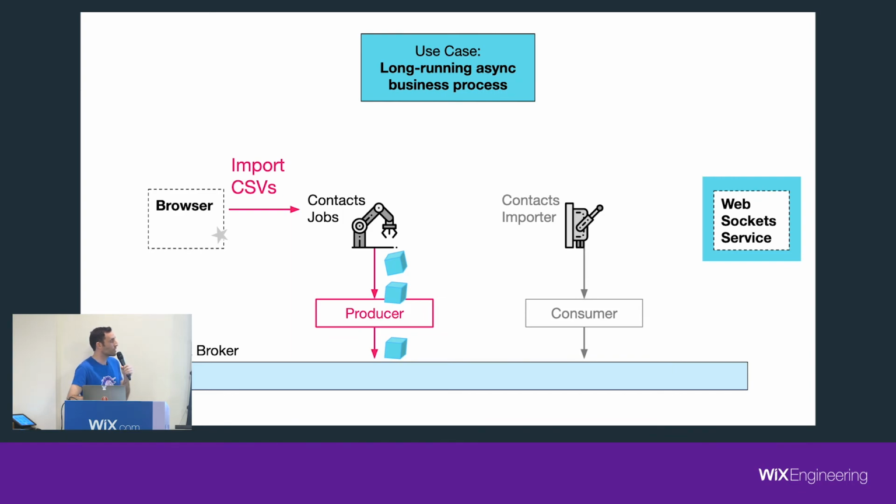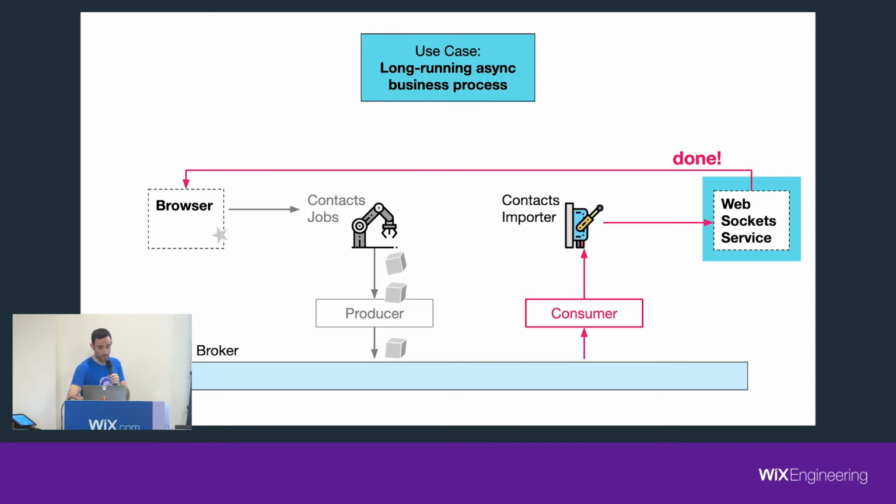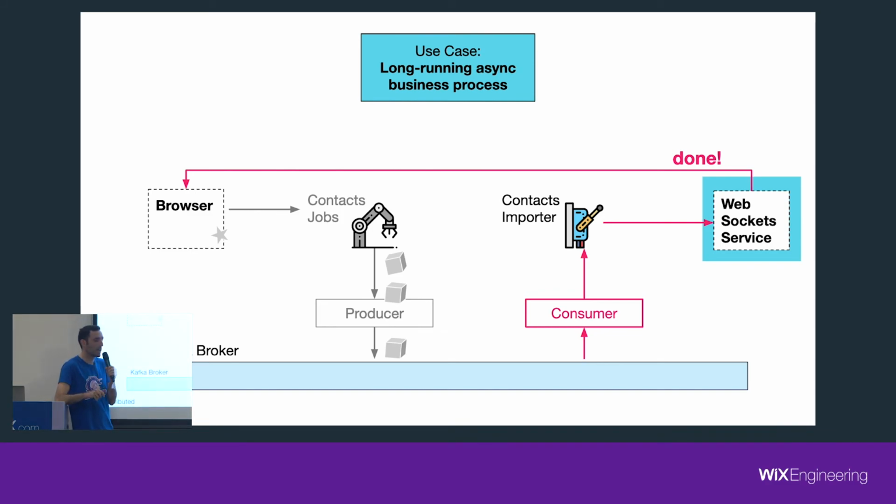Now, once the message is produced to Kafka, the context importer that actually processes these jobs can consume the messages at its own pace and do the long processing that is required. Maybe there's another service there. But basically, once the entire process is finished, the only thing that remains now is to notify the WebSocket service that the process was finished with the same channel ID that the browser code subscribed to.